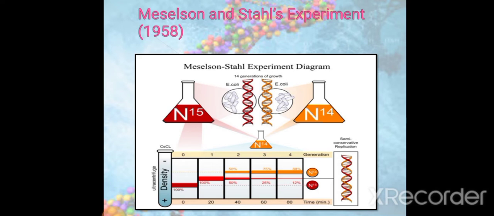After rounds of DNA replication, it was observed which type of nitrogen isotope was present within the synthesized DNA molecule, and on that basis it was explained whether DNA replication is carried out by the conservative, dispersive, or semi-conservative mode.